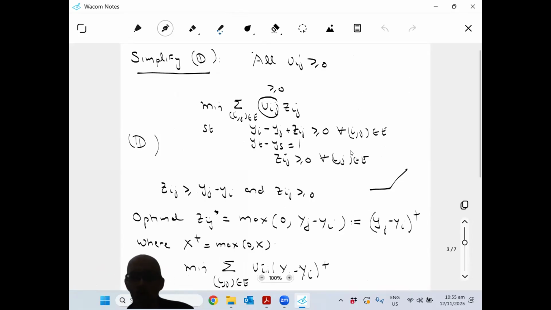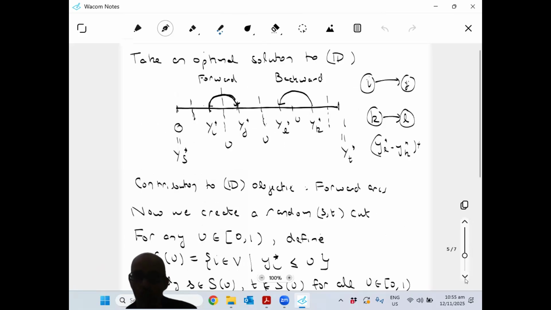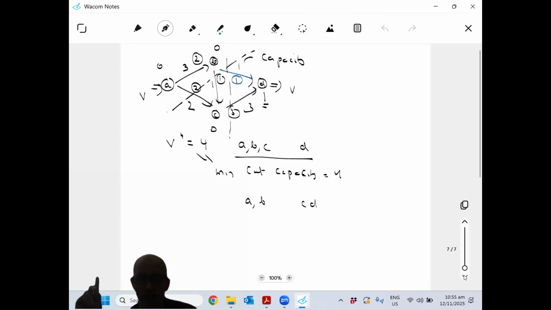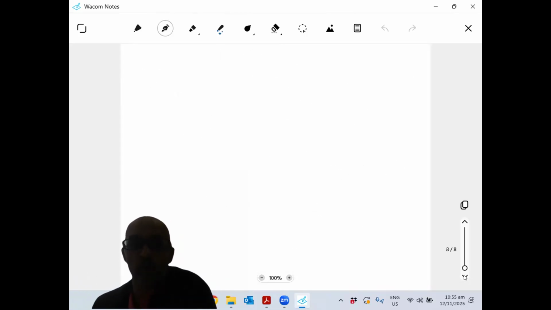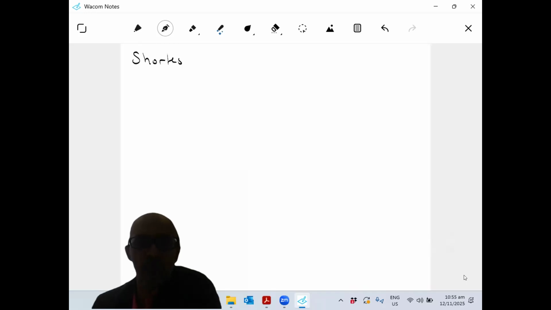Okay. So we'll take a break, but I just want to point out one more thing about shortest paths before we end this discussion. So for shortest path problems, okay.